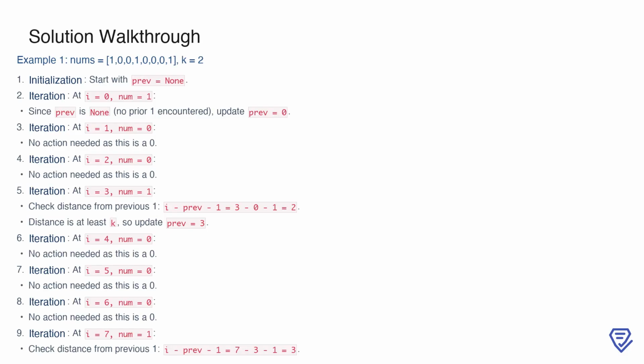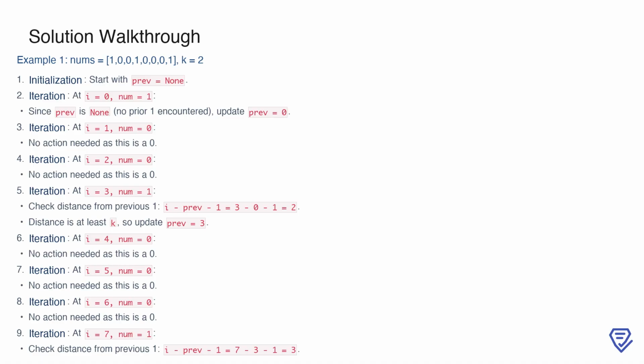To solve this problem, we start with example 1, where nums is 100100001 and k is 2. The first step is initialization, where we set previous to None, meaning we haven't encountered any 1's yet. Now, as we iterate over the array, at index i equals 0, we encounter the first one. Since previous is None, we update previous to 0 to mark the position of this one. At index i equals 1 and i equals 2, we encounter zeros, so no action is needed, and we simply continue. At index i equals 3, we find another one.